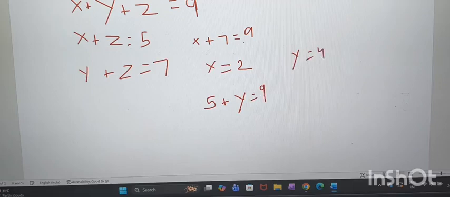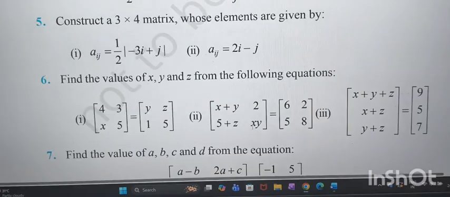Now we got the x value and y value, put it in the first equation. x is 2 and y is 4, so it is 6 plus z is equal to 9. Then what will be the z value? 9 minus 6, that is 3. So we can solve it in that manner.